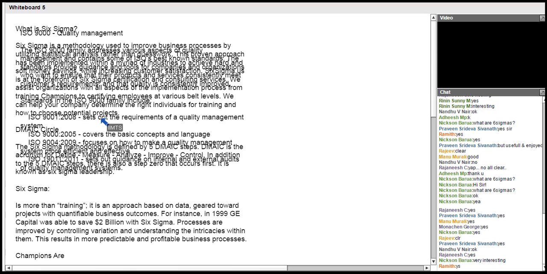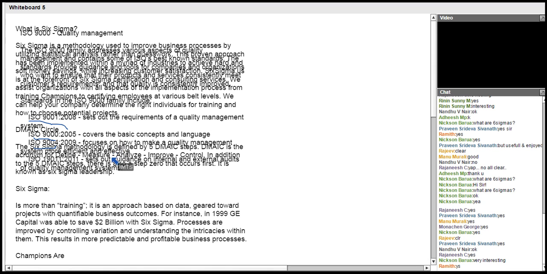There is the ISO 9000 family, which includes ISO 9001 certification. Very commonly we hear that this company has ISO 9001, or this company has the ISO 9000 standard, or this company has ISO 9004 standards. What does that mean? ISO 9001 sets out the requirements of a quality management system. ISO 9000 covers the basic concepts and language. ISO 9004 focuses on how to make a quality management system more efficient and effective.